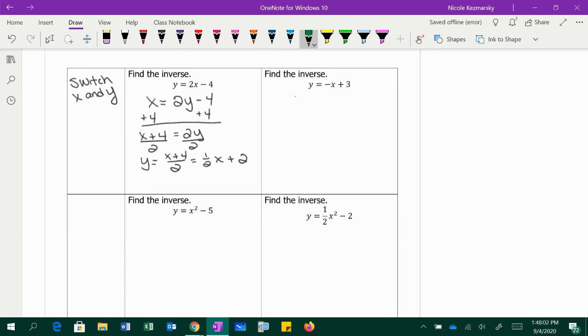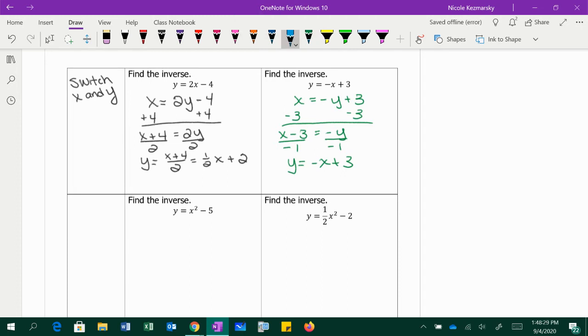Next example, the y becomes an x, the x becomes a y, and I go ahead and solve. So I say minus 3. So x minus 3 equals negative y. Divide by negative 1 and end up with y equals negative x plus 3.